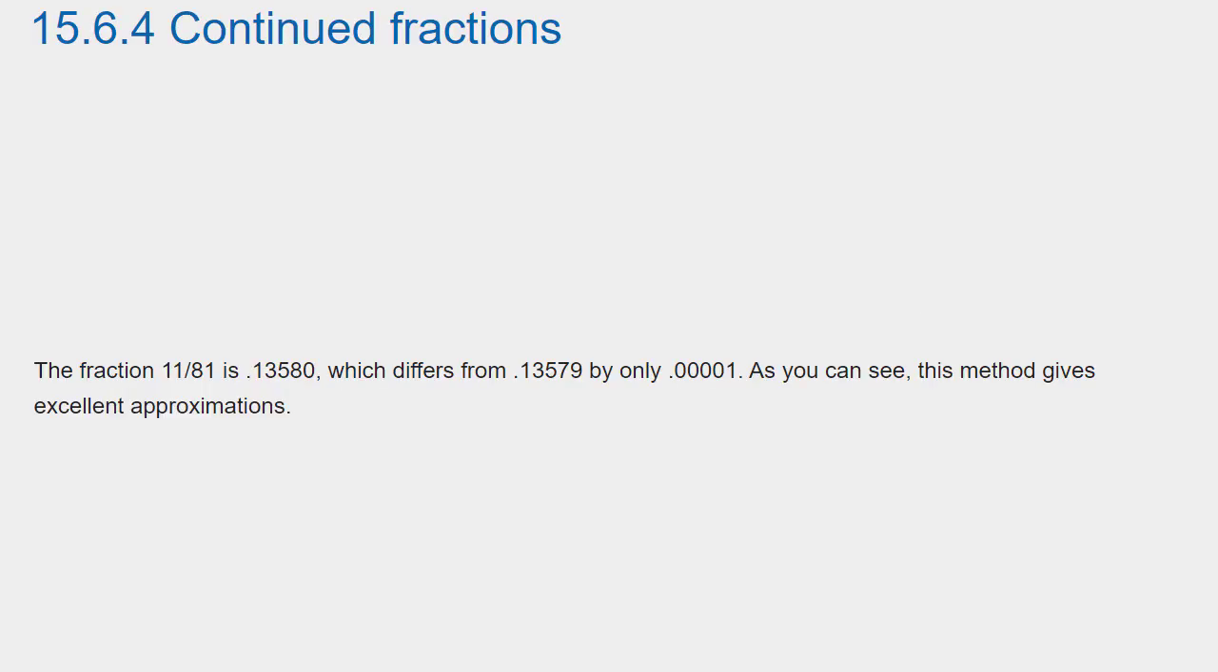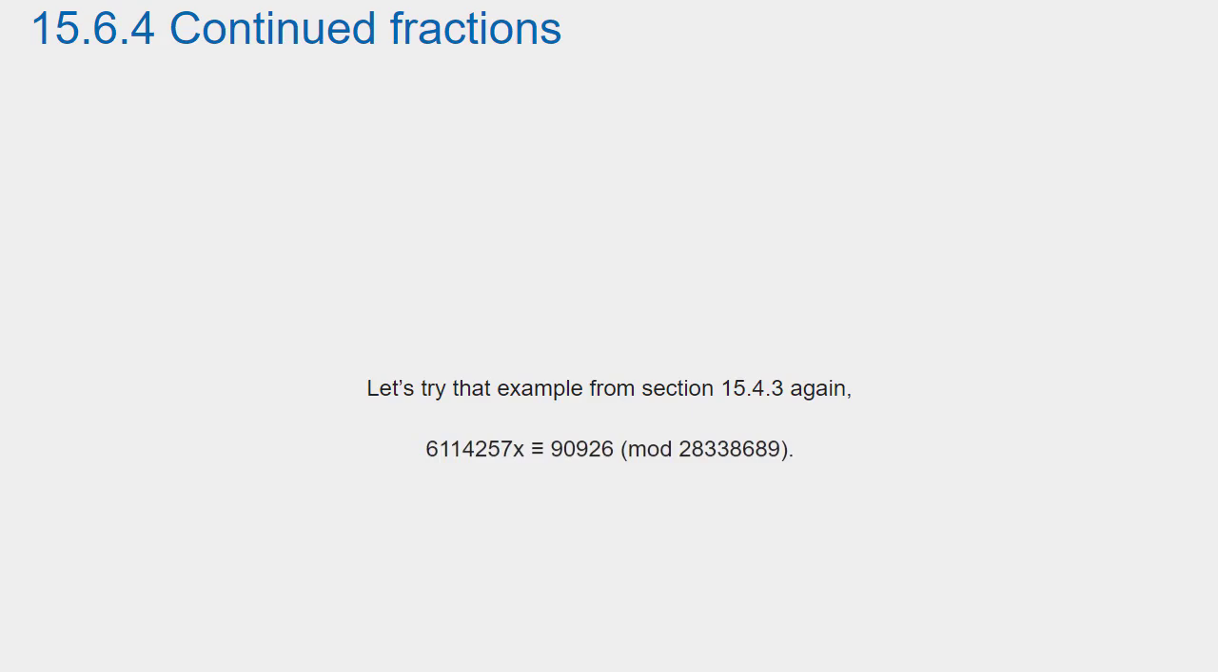The fraction 11 over 81 is 0.13580, which differs from 0.13579 by only 0.00001. As you can see, this method gives excellent approximations. Let's try that example from section 15.4.3 again.